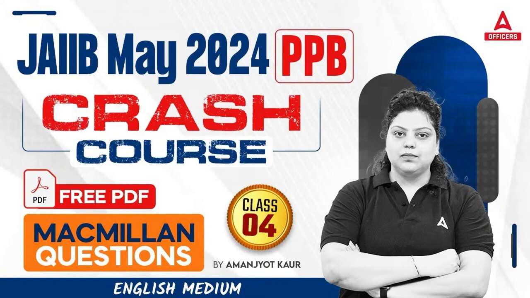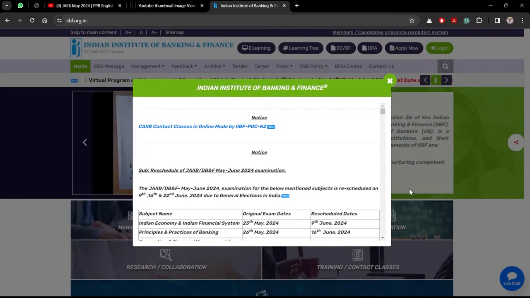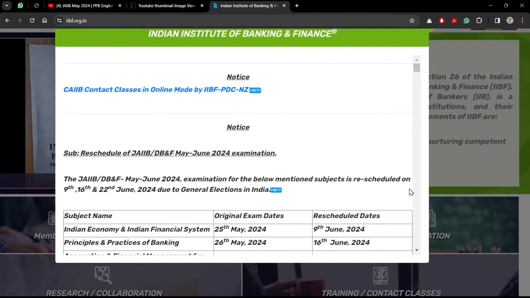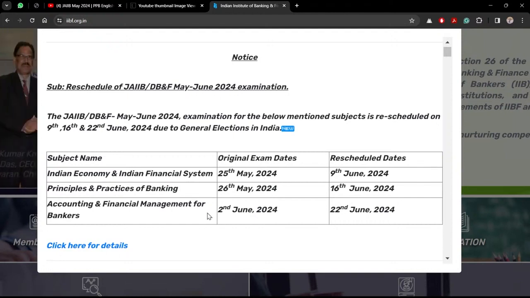So first of all, when we talk about PPB, it is principles and practices of banking. And an important update regarding this paper is there, because yesterday only IIBF has given us the important dates, or I can say the dates have been changed. As you can see, this is the website of IIBF. When you see here, the exam dates have been changed due to the elections, and you can see Indian economy, Indian financial system, paper 1 test, which was going to be held on 25th of May, it will be now on 9th of June. For PPB, which was going to be held on 26th of May, it will be going to be held on 16th of June, and same with the AFM.